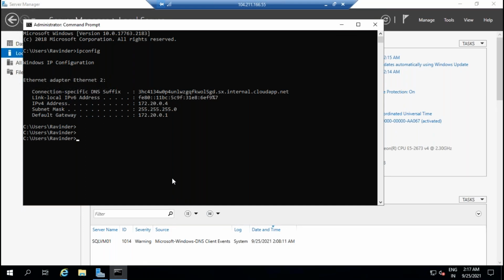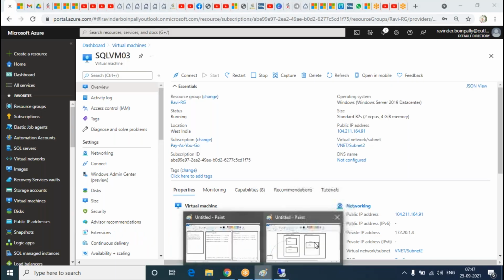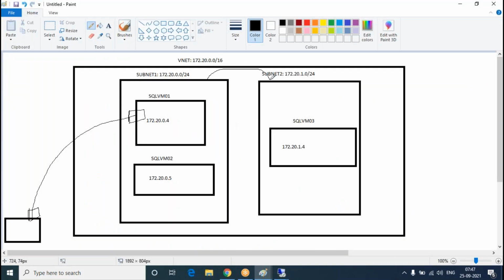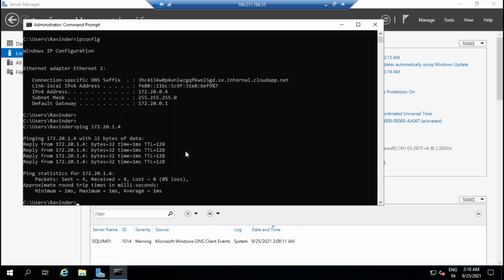Then I'll come to the outer layer anyway. If I try to ping 172.20.1.4, will it ping? Yes, it will ping. One thing you need to understand: within the network, all subnets will talk seamlessly. There is no restriction. You did not define any rule to talk, still they will talk, unless you control the kind of communication. How do you control? We're going to see that anyway.